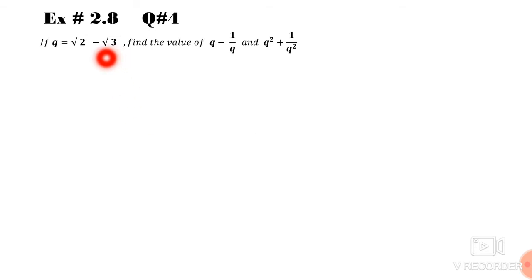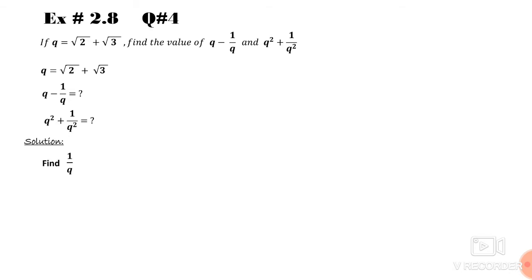q is given to us, square root 2 plus square root 3, and we have to find the value of q minus 1 upon q and q square plus 1 upon q square. Make data first. Now the solution. Here we can see that we have to find q minus 1 upon q first. q is given to us, so we have to find 1 upon q first and then subtract both of them.